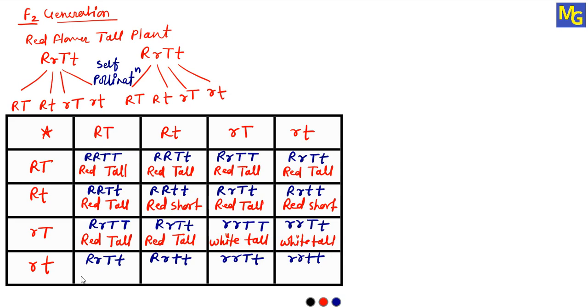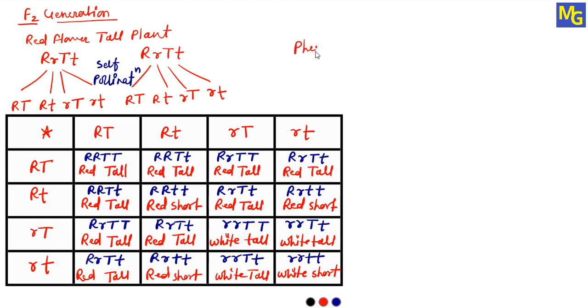I hope you are understanding. This is red and tall. Here it is red but not tall. It is short. The next is white, but still capital T we have, so it is tall. And the last one, if you see, it is white as well as short. Like this we have to write the physical character. Now we will move on to the phenotypic ratio.